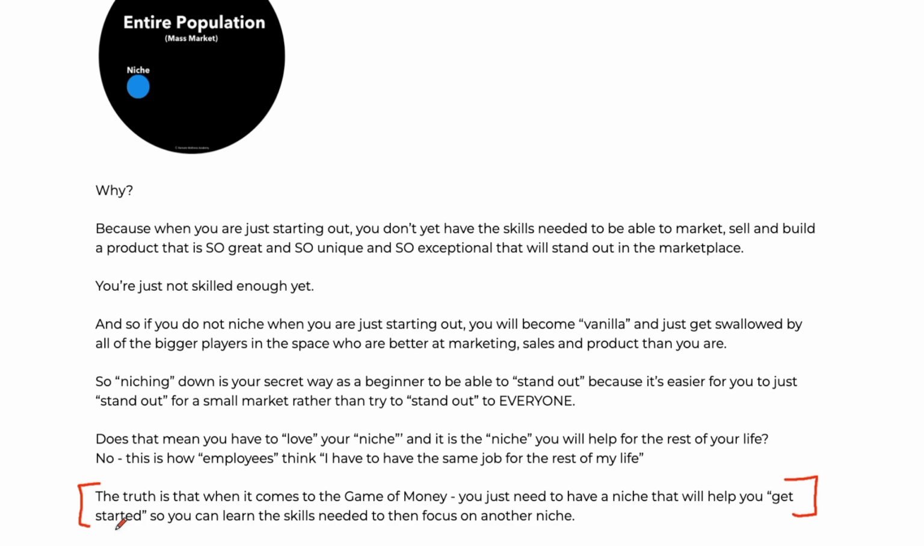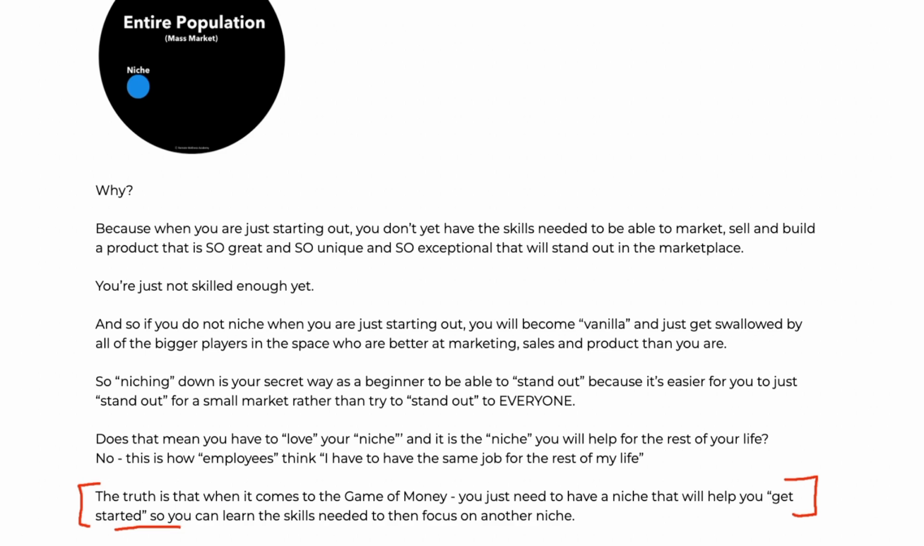on when you get to that point, remember, this is only when you get to that point. Right now, when you're starting out, you're going to say, I'm going to work with anybody and everybody. But when it is time for you to niche down and choose market positioning, when it comes to the game of money, you need to have a niche that is going to help you get started, so that you can learn the skills needed to then level up and focus on another niche.